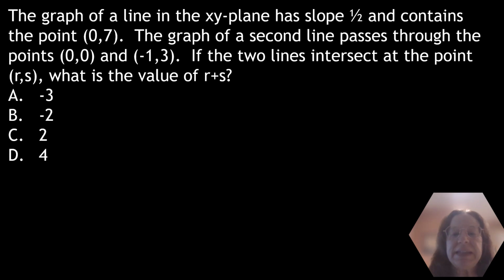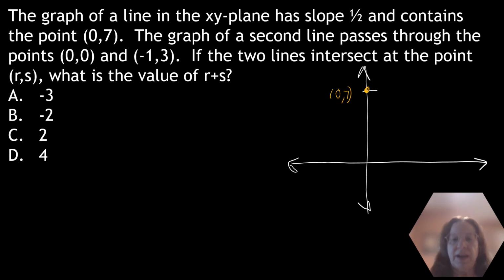The graph of a line in the xy plane has slope 1/2 and contains the point (0, 7). The graph of a second line passes through the points (0, 0) and (-1, 3). If the two lines intersect at the point (R, S), what is the value of R plus S?